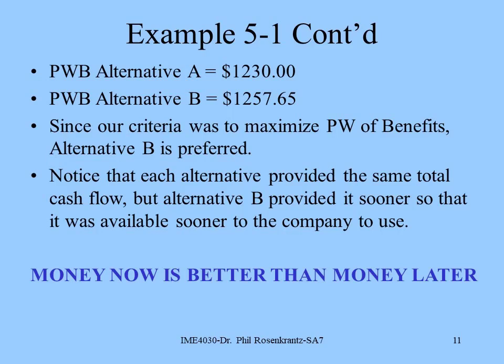We've got the alternative A benefit $1,230, and B was $1,257.65. So according to our criteria, alternative B is preferred because it maximizes the present worth of benefits. Now you'll notice, if you go back and look at the cash flows, that each alternative provided the same total cash flow, but alternative B provided it sooner, and that made the money available to the company sooner, so they got more compounding in their favor. And that's why alternative B came out ahead.